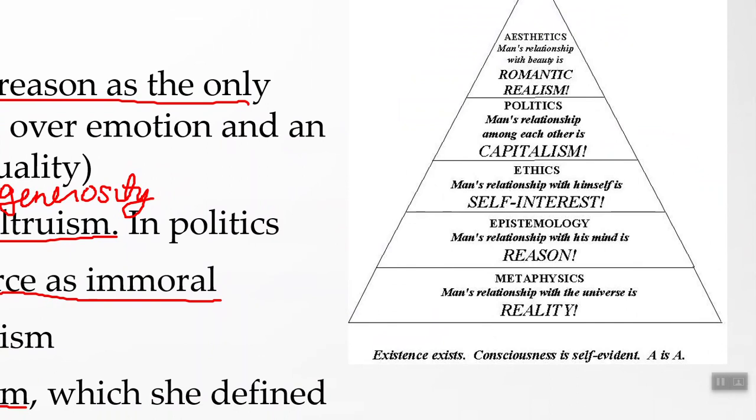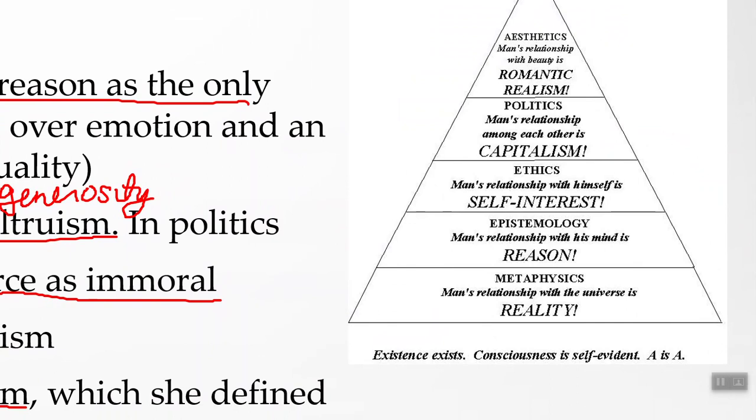Epistemology, man's relationship with his mind, is reason. Again, the idea of reason over emotion. Ethics, self-interest. So you notice too that she's defining ethics not as our relationships with each other, but just as man's relationship with himself. So looking out for the self first above other people.